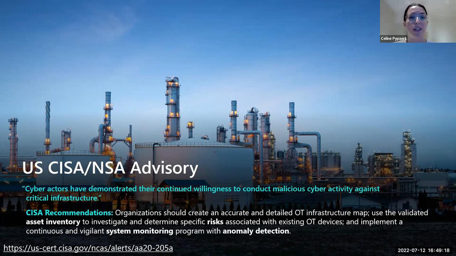So going back to the CISA and NSA advisory, some of their recommendations around OT specifically is that organizations should create and have a continuously updated infrastructure map and inventory list, to be able to investigate any risks, to be able to also look at vulnerabilities within those assets, and then to have that continuous and vigilant data system monitoring, so that continuous monitoring and anomaly detection in place.